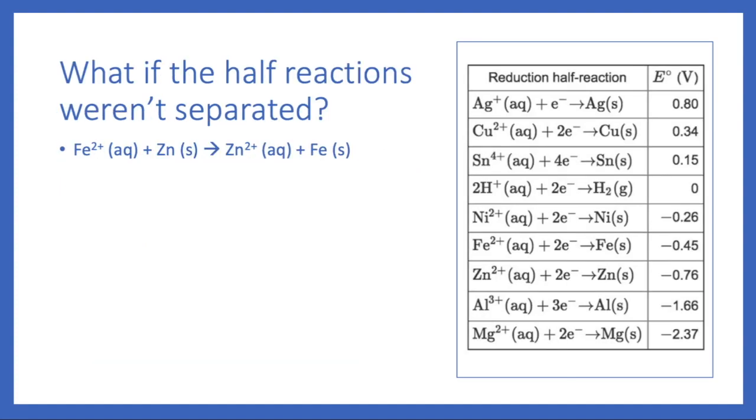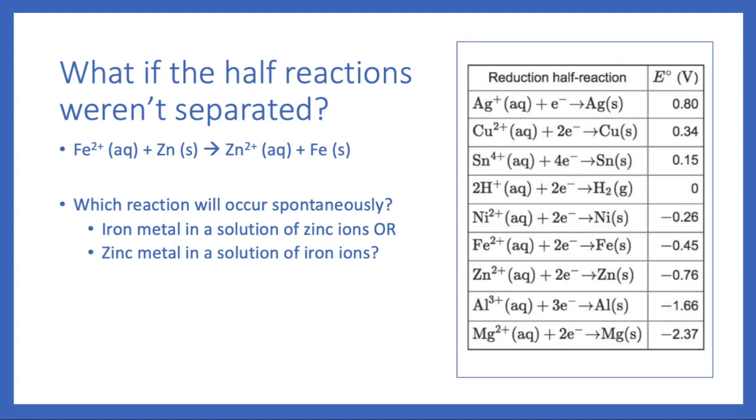Now, what if the half reactions weren't separated? And you're asked to think about this in your lab report. What if we weren't separating them and we just wanted to know, which things do I mix together? Should I mix iron metal with a solution of zinc ions or zinc metal with a solution of iron ions?